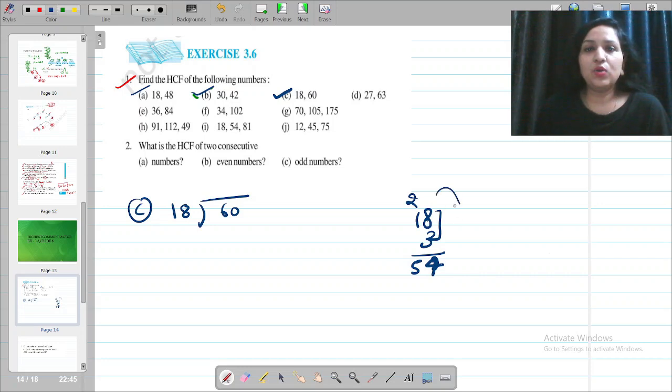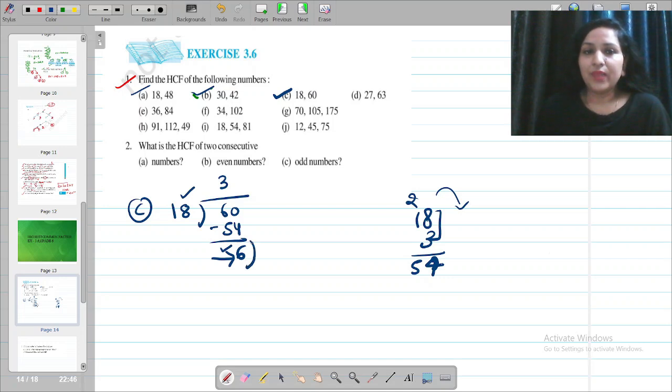I cannot go till 4. This 18 into 4, that number will be more than 60. So move till third position. 18 into 3, 54. The difference of these two numbers is 6. Till here we know. Now what will happen? This remainder will become your new divisor. Divisor means the number which divides. Initially 18 was divisor. Now 6 is the divisor.